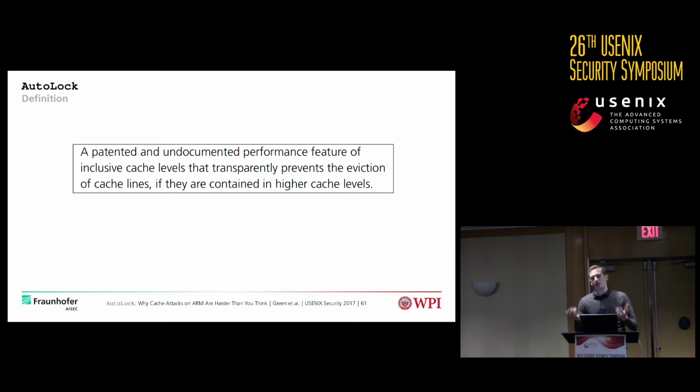So it is a lockdown, but it is not a traditional lockdown. A traditional lockdown, or programmable lockdown, is something that I can configure and register and just lock cache lines or cache ways. But this is done automatically and conditionally. These lines are only locked if they're contained in a higher cache level. And for these reasons, we dubbed this feature automatic lockdown, or in short, AutoLock.